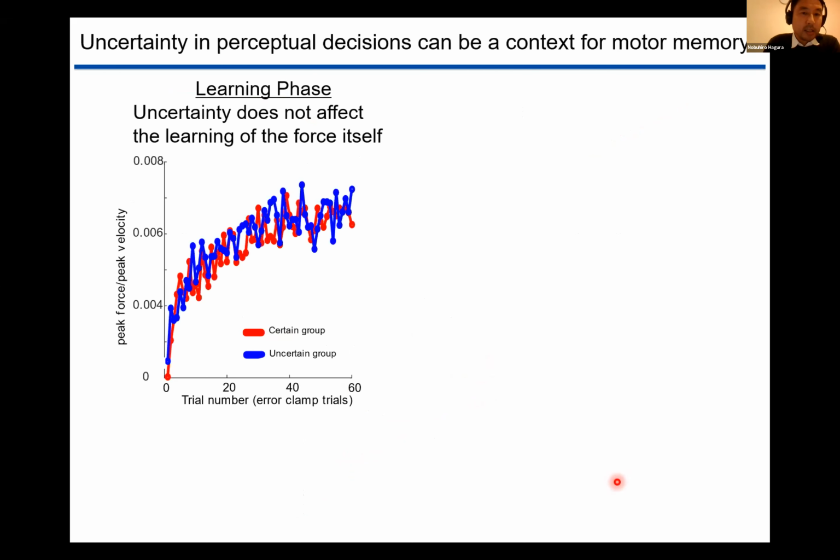This is a result from the learning phase. The red is the people who learned the force field under a certain situation, blue under an uncertain situation, and this is the result of the error clamp trials. You can clearly see that both groups of participants learn the force at the same level. So this indicates that uncertainty does not affect the learning of the force itself.